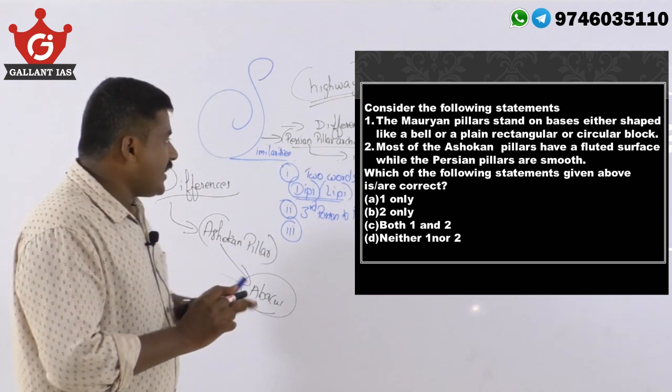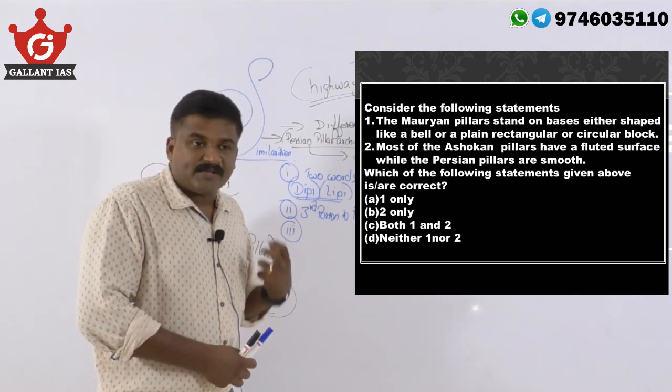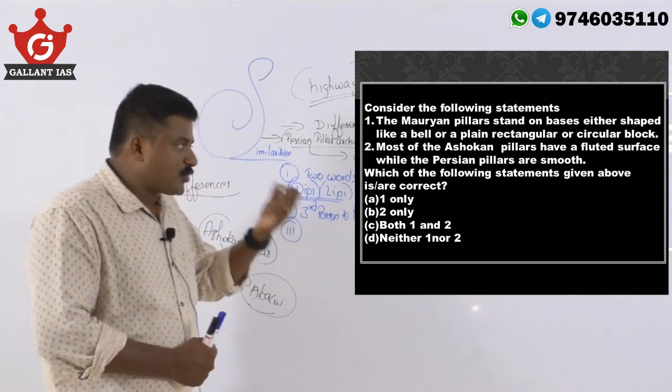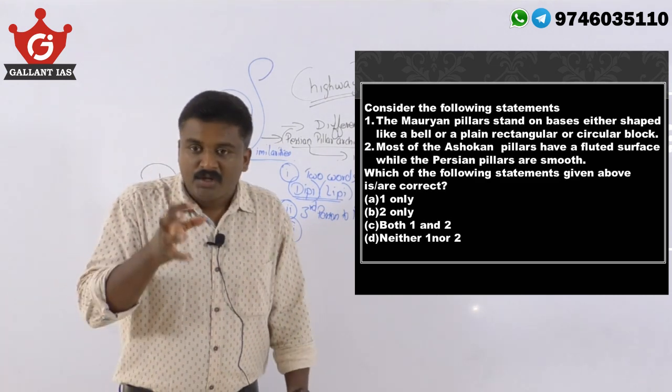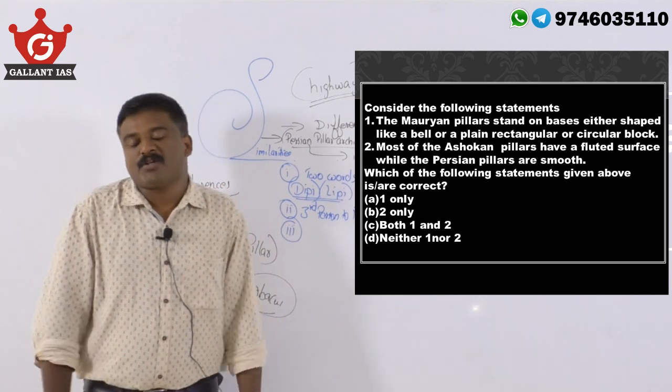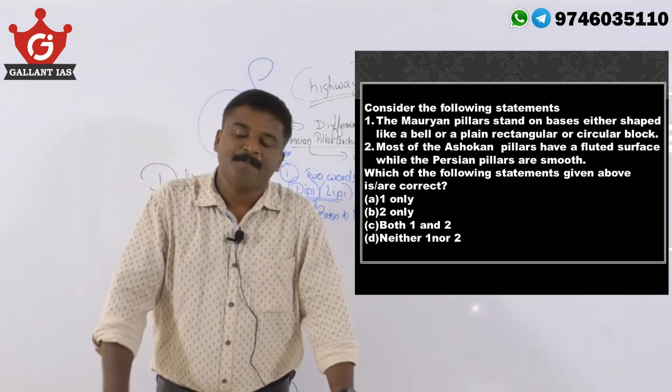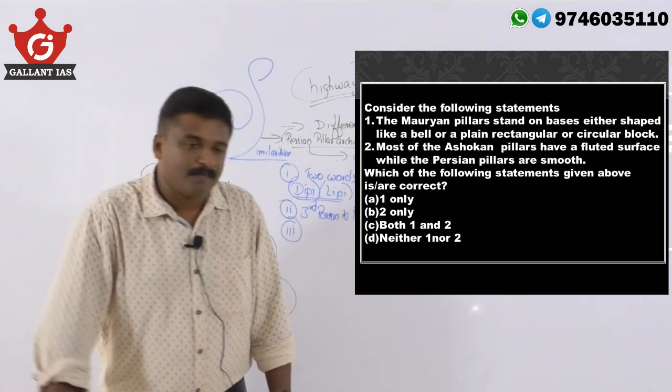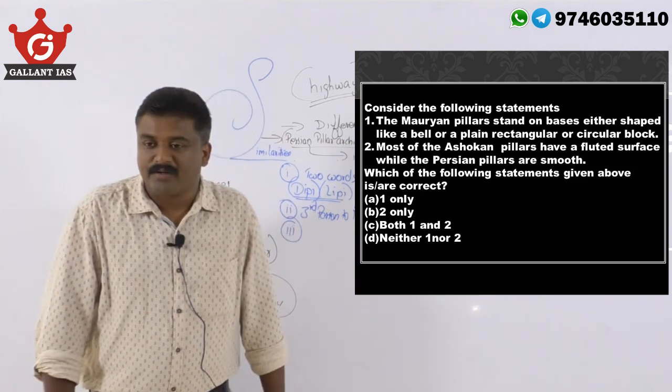So take care. In the prelims and mains, and obviously in the optional also, this is a very potential question. So just learn the basic differences and similarities between the Persian pillar and obviously the Ashokan pillar. That is again very important for you.